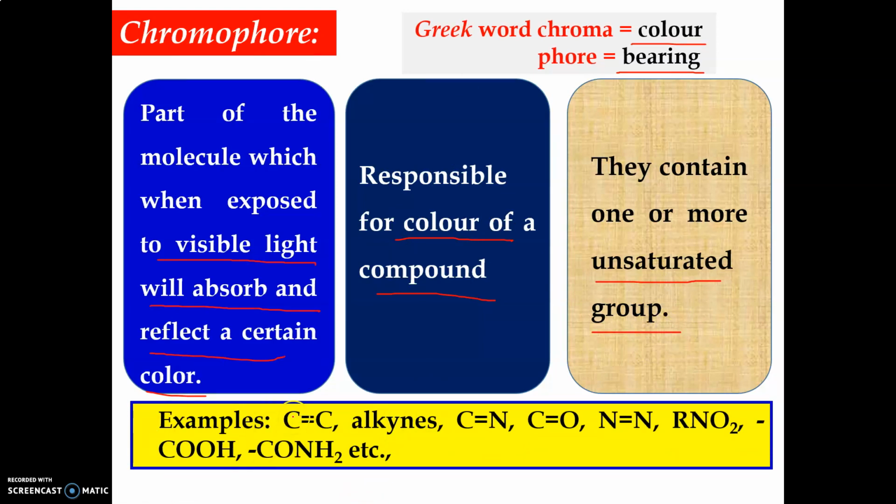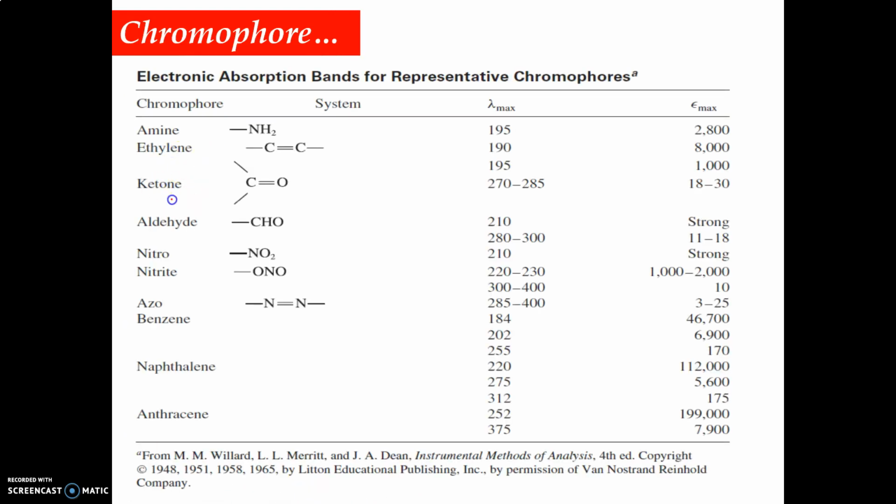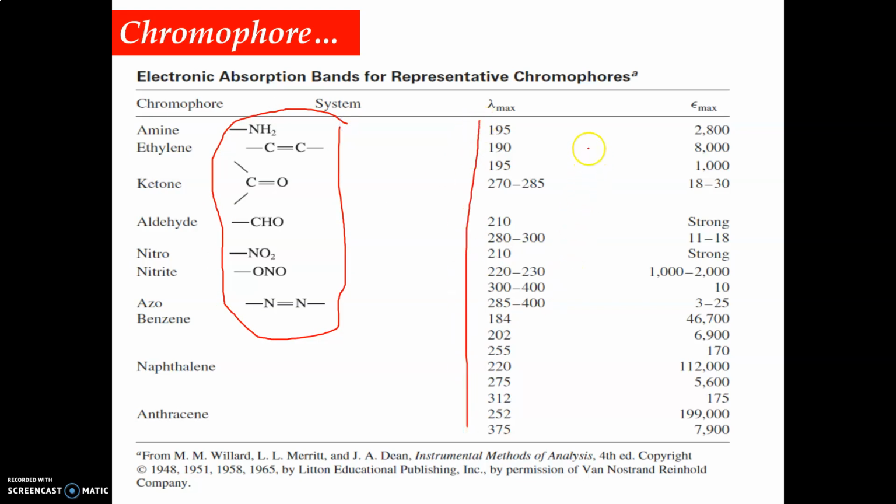You can see unsaturated groups, that is carbon-carbon double bond, alkynes, a cyanide group, or carbonyl or azo. You can see nitro, carboxylic acid or amide. These are all examples of chromophores. So here I have given some chromophores, and you can see the lambda max value for the chromophores.